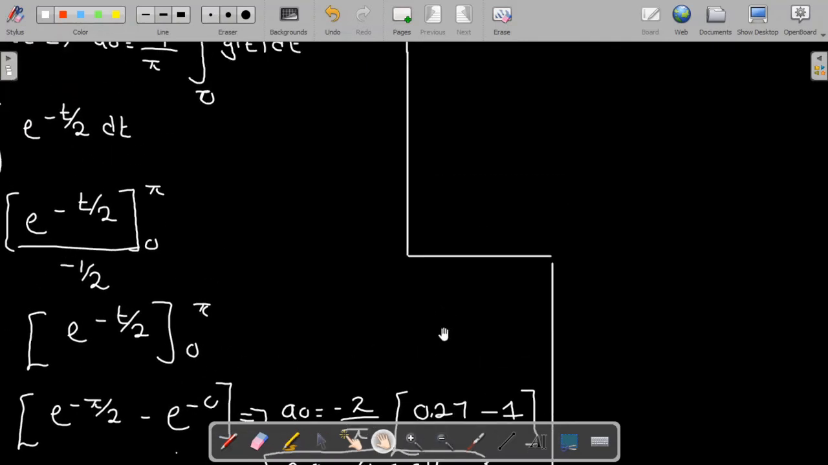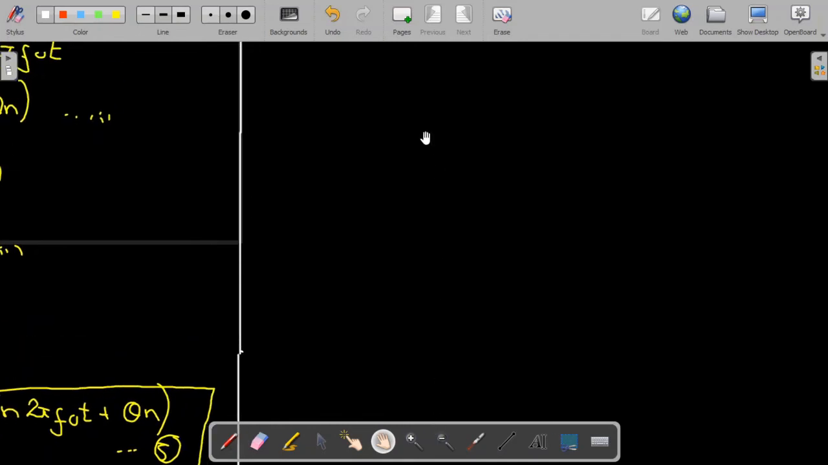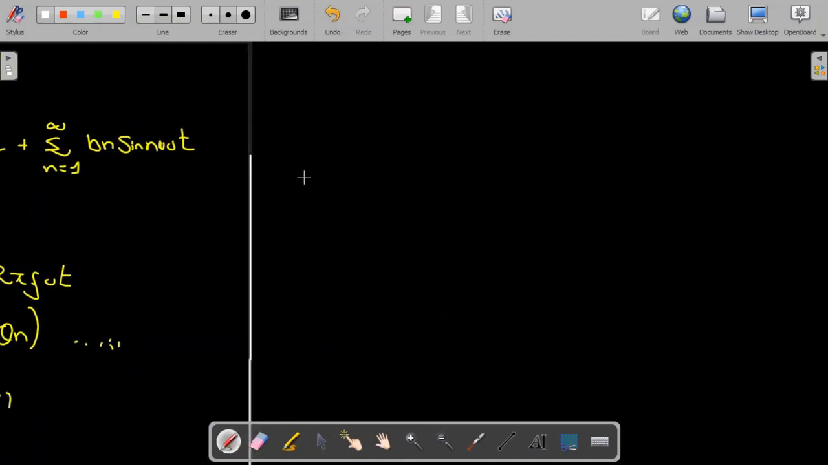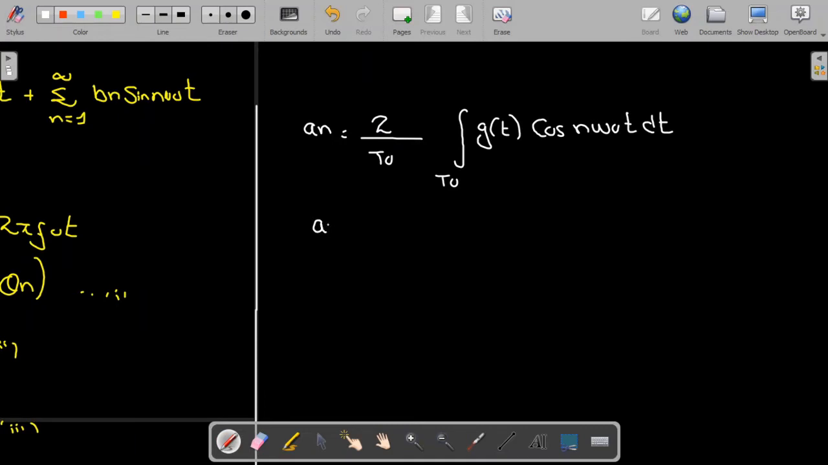Next is to find the coefficient an. Again, we know the formula for finding the coefficient an, that is equal to 2 by T naught integration over the time period of the function g of t multiplied by cos n omega naught t dt. So now we are going to substitute values over here. So an is going to be equal to 2 by pi, because the time period is pi, integration of the function e power minus t by 2, and omega in this case is 2 radian per second. So we have cos 2nt dt. Let me name it as equation A.